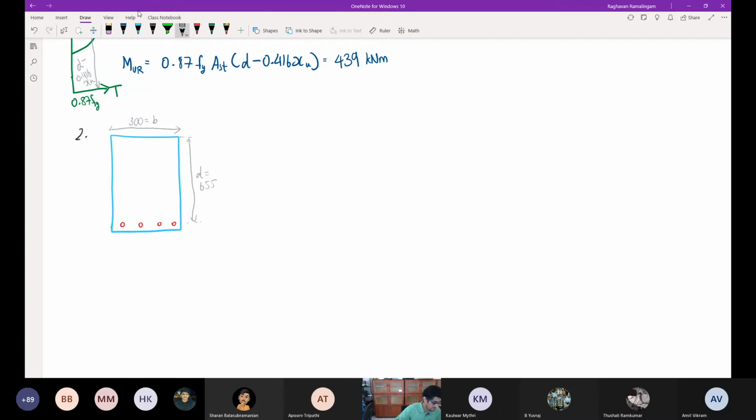All right. Then I also have 4 numbers of 25 mm bars. Concrete grade M20 and Fe415. Same question again. Find MUR.